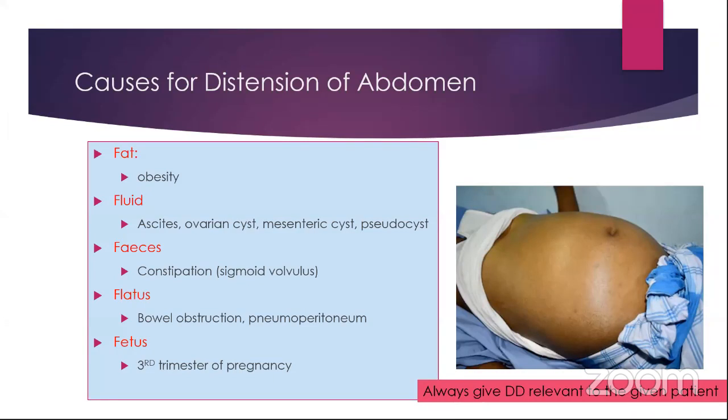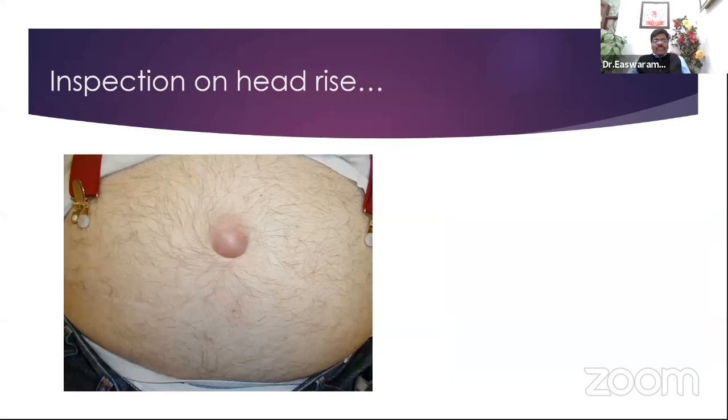Okay, so for example, if it is a male adult, I will say this could be ascites, sir, or mesenteric cyst, or pseudopancreatic cyst, bowel obstruction, pneumoperitoneum. I'm not going to say ovarian cyst or a third trimester pregnancy here in a male. So like that, you have to use your common sense, not only the knowledge you have.